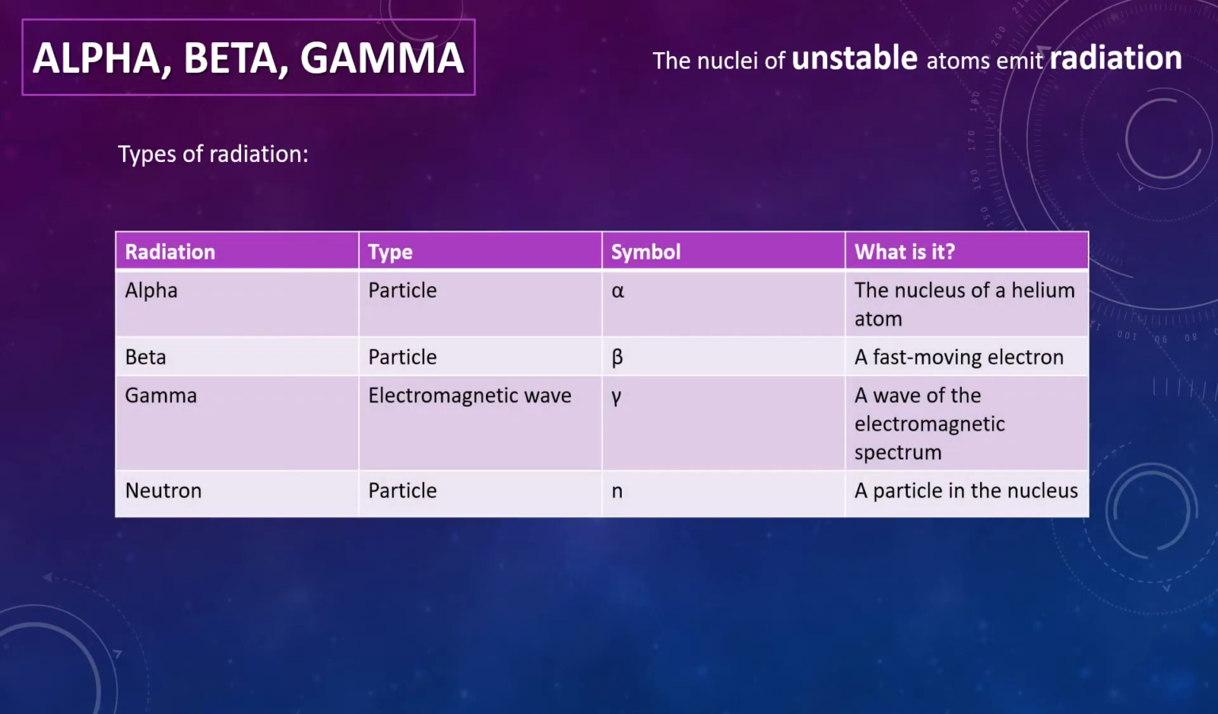And if we have a look in this table, we can see the different details for each type of radiation. Neutrons can also be emitted from a nucleus, we'll have a look at that later in the lesson, and also when neutrons are emitted they can decay into a proton and electron, hence in beta the particle of the beta is a fast moving electron.